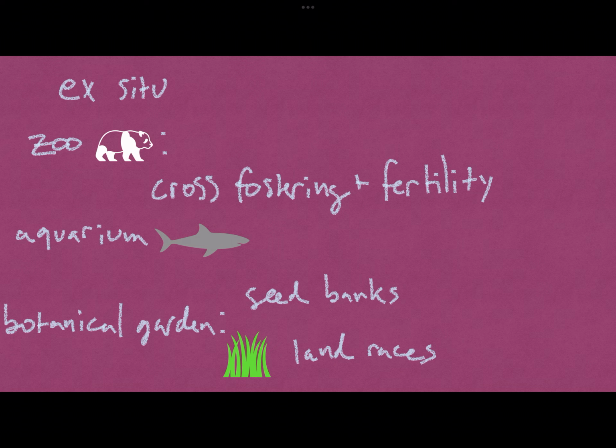Botanical gardens have an advantage of being able to create seed banks. They can create reservoirs of genetic material stored in seeds that will last decades to hundreds of years. They also have an additional responsibility of preserving both wild species and land races. Land races are agriculturally important crops that have co-evolved with indigenous human populations for thousands of years.